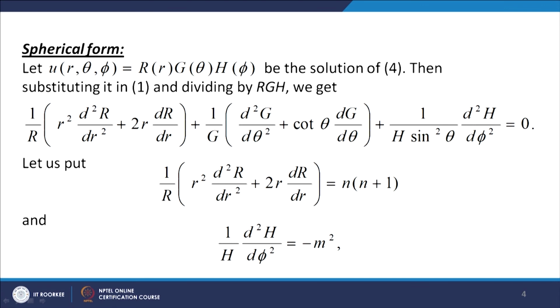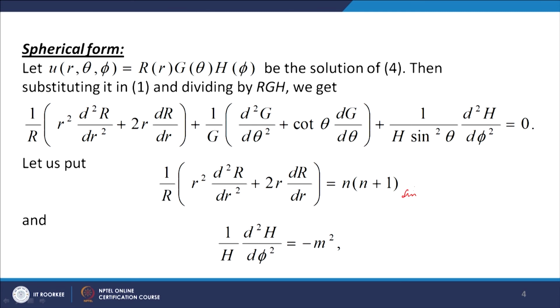You can easily verify that what we get is 1 over r square d square r over dr square plus 2 r dr by dr, plus 1 over g d square g by d theta square plus cot theta dg by d theta, plus 1 by h sin square theta d square h by d phi square. Now, this equation can be written by multiplying it by sin square theta. So, when you multiply by sin square theta, what do you get?